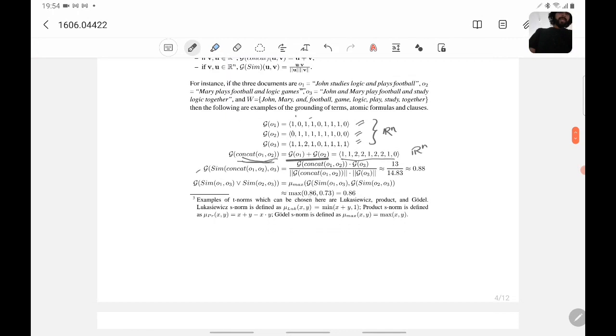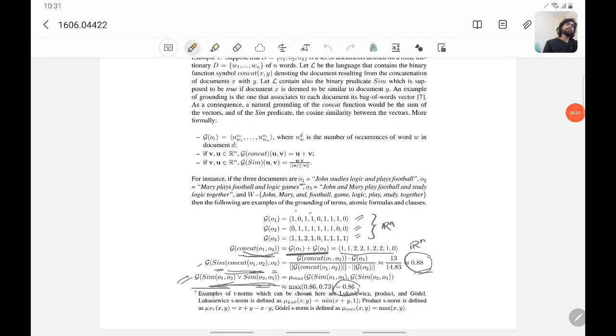And this is a sim. The sim is basically a predicate which says how similar two sentences are. It concats these two sentences and then compares the result to O3. I think this is a cosine similarity, which gives us a value of 0.18, and the other gives 0.866. So yeah, that defines real logic.